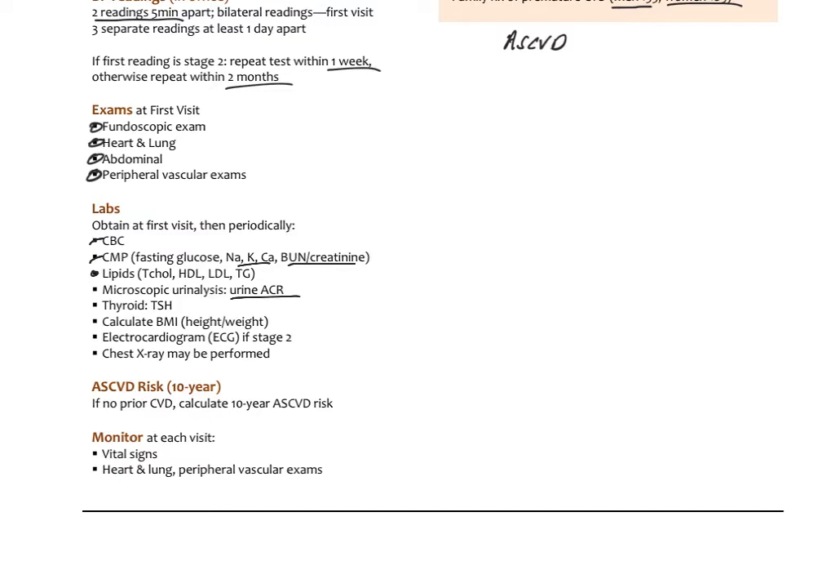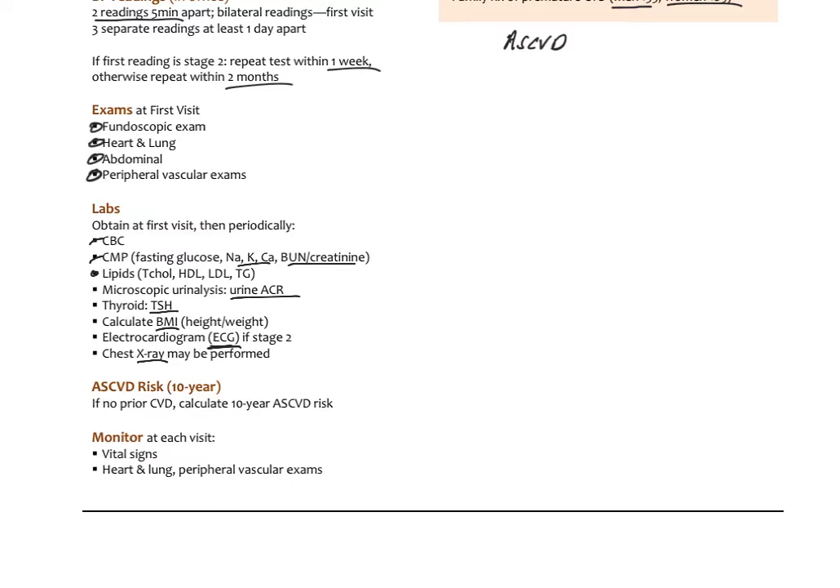That's a specialized test. Checking thyroid function with TSH, calculating the BMI, and then if a patient has stage 2 blood pressure readings, we get an EKG, and then maybe a chest x-ray to look for any evidence of left ventricular hypertrophy. That will sometimes show up on the EKG as well. Remember, that's one of the 5 measures we can detect from EKG, ventricular hypertrophy.